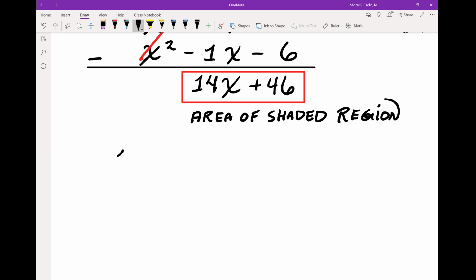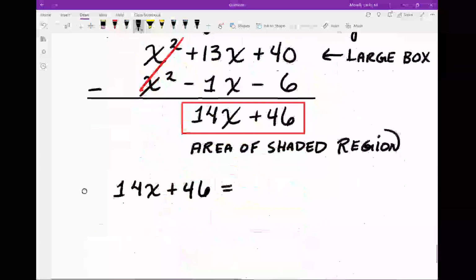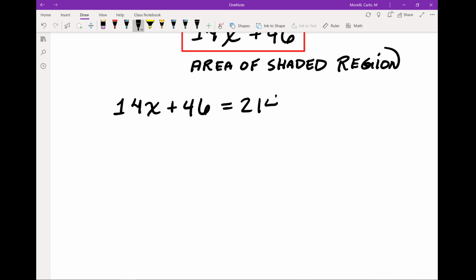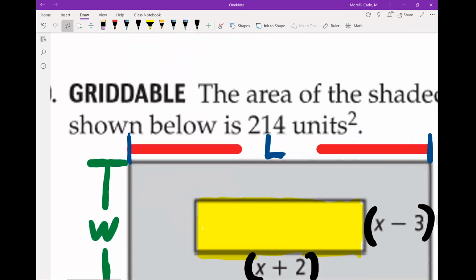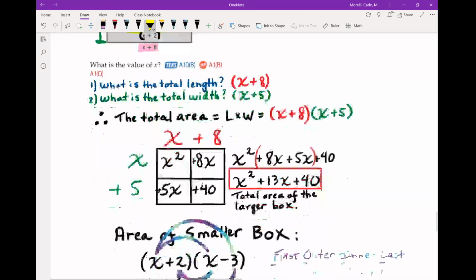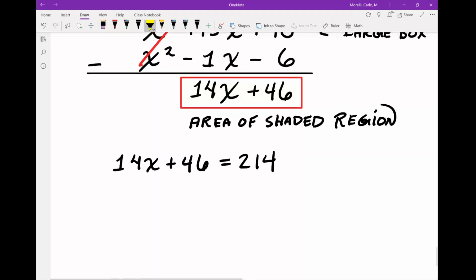All right, so now we're going to set 14x plus 46 equal to 214, because that's the total area of the shaded region. It says in the problem that the area of the shaded region shown below is 214 units. So if the formula for the area of the shaded region is 14x plus 46, and the actual area is 214, then 14x plus 46 equals 214. Now basically we want to solve for x.